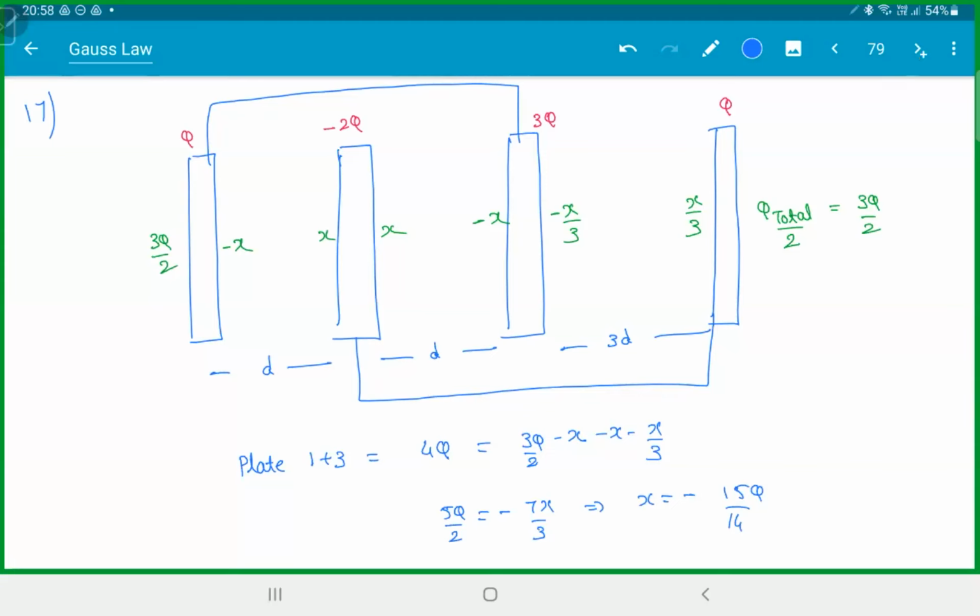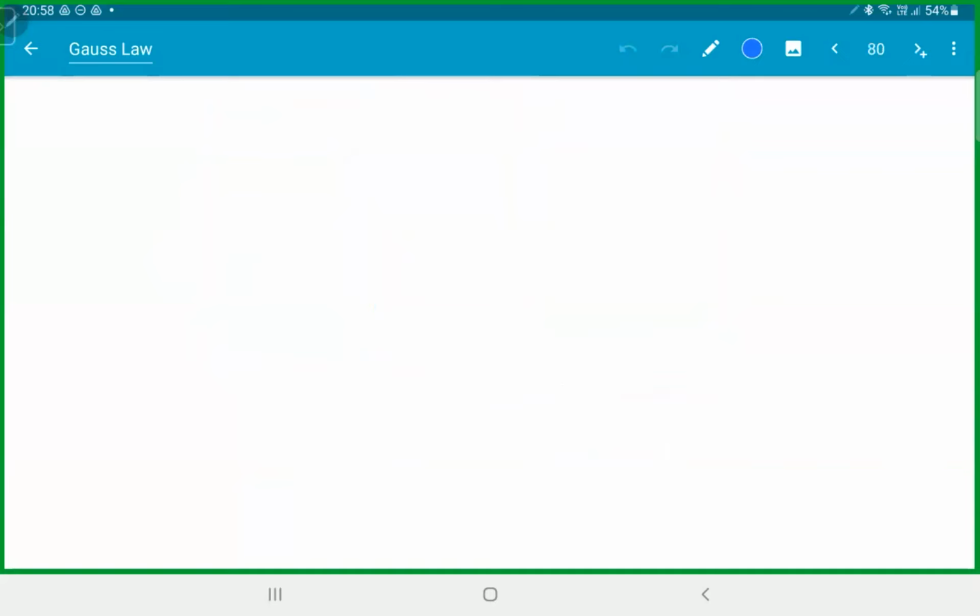Next one. Great. So parallel plates you understood. Now what happens if you earth the parallel plate?